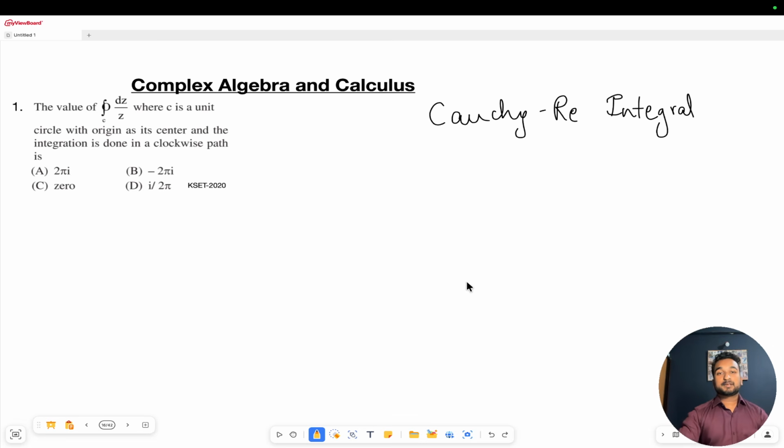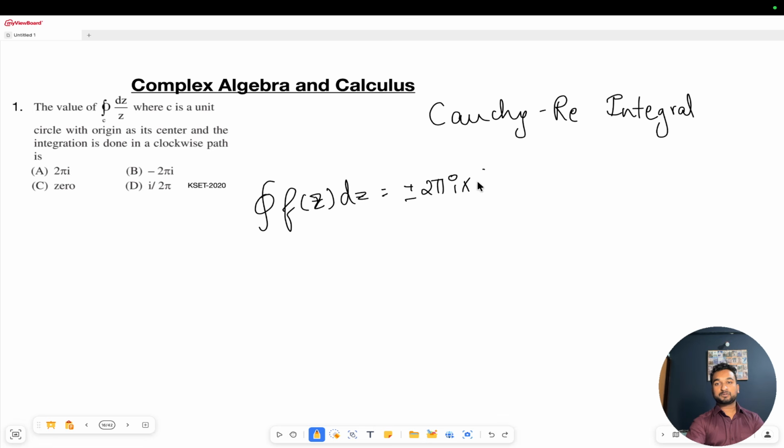Okay, the Cauchy-Riemann integral, what it suggests is that for any function f of z, the closed integral of f of z dz will be equal to plus minus 2 pi iota into the sum of residues. We have studied this complex algebra, Cauchy-Riemann integral, everything in your BScs and MScs. So I don't think many will have a problem regarding this.